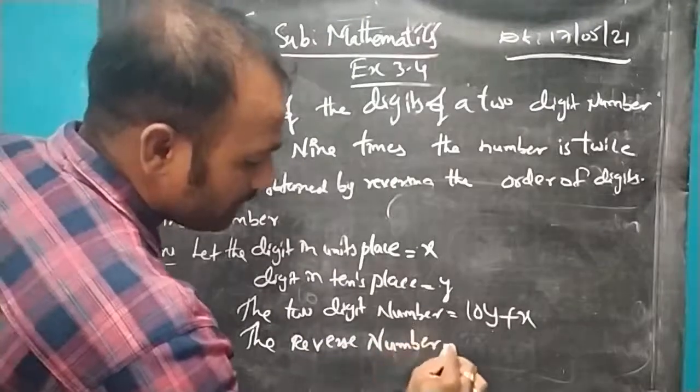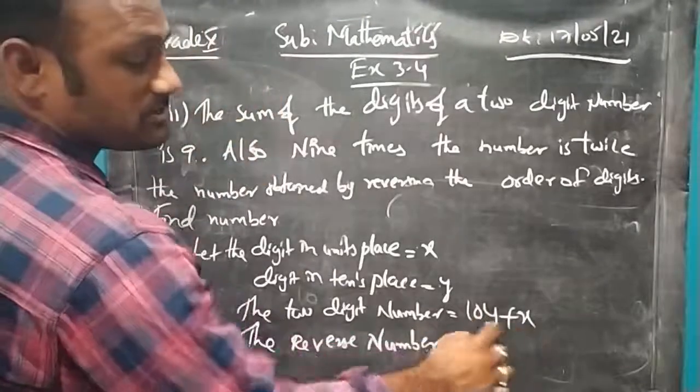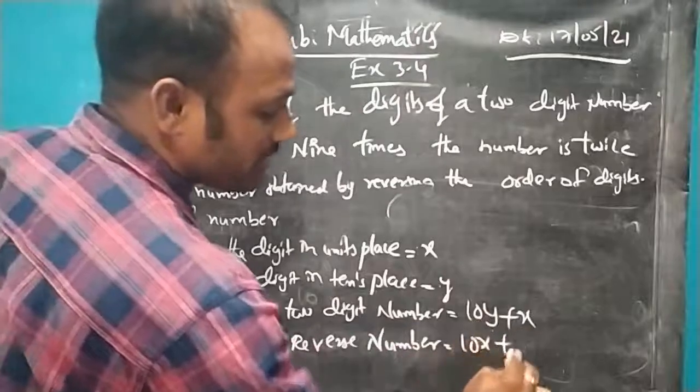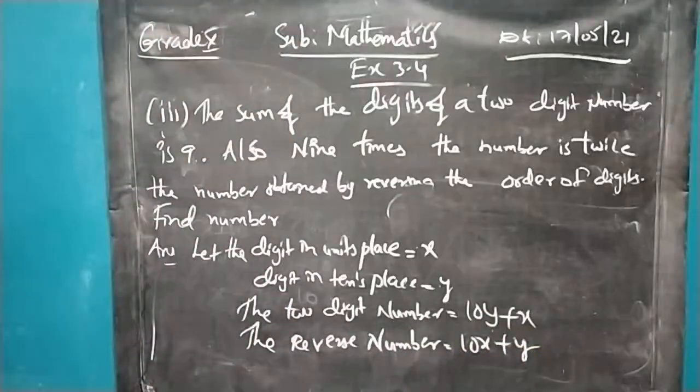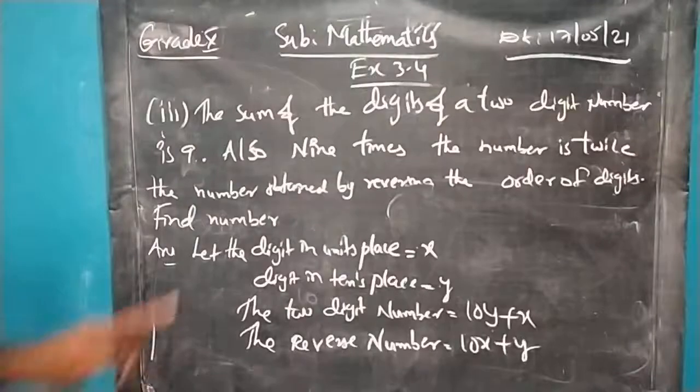The reverse number: what is the reverse number here? 1's place will come in 10's place, 10's place will come in 1's place. That is 10x plus y. Okay. Now let us see the question.